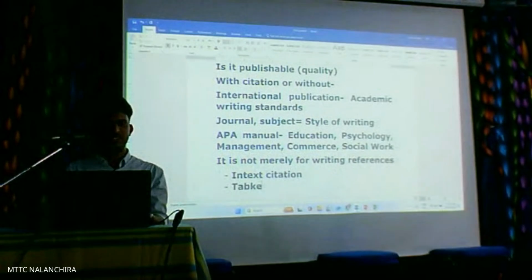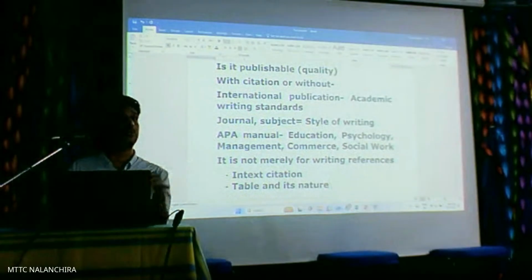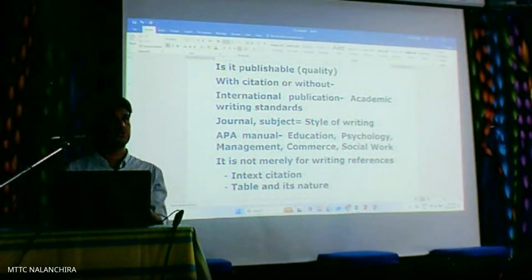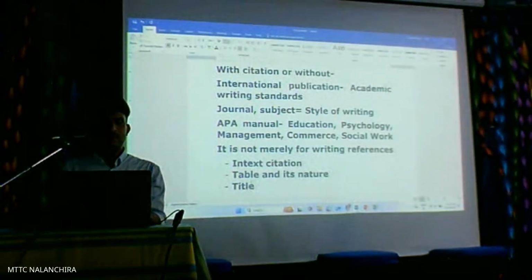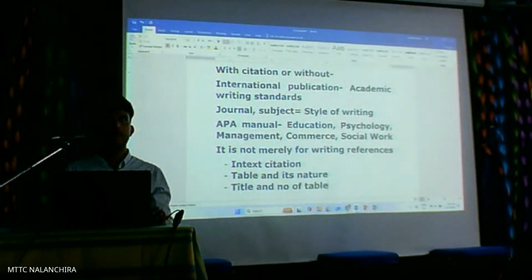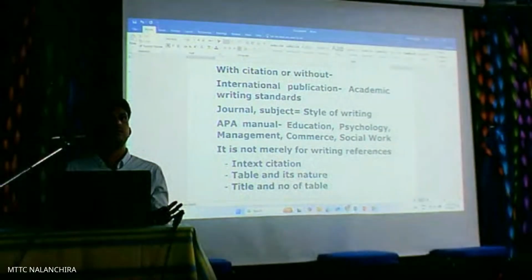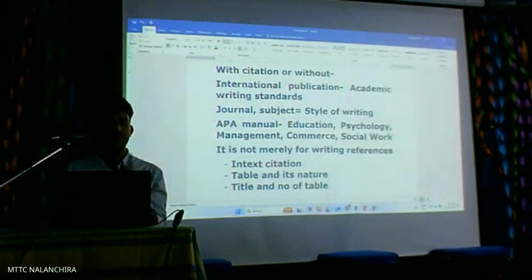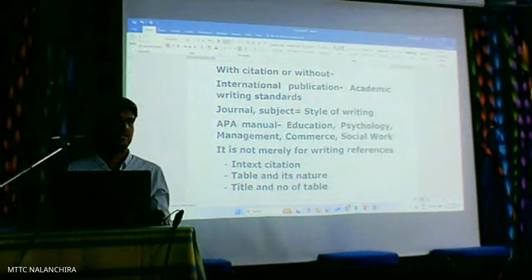The second point is tables and their nature. In APA there is an open table. We cannot write a closed table in APA. It is an open table, with a table number and a table title. The table number should be bold and left aligned. The table title should not be bold. It should be in italics, left aligned.